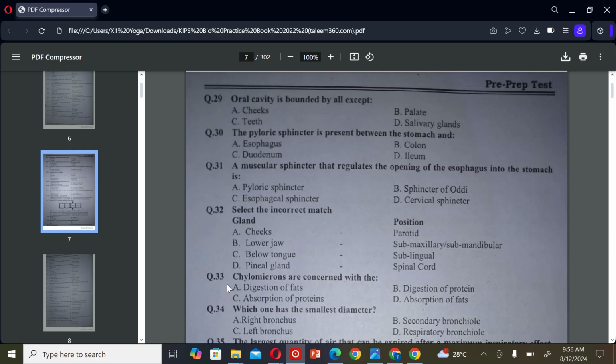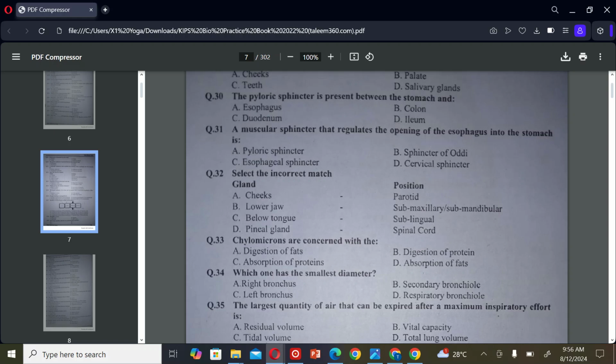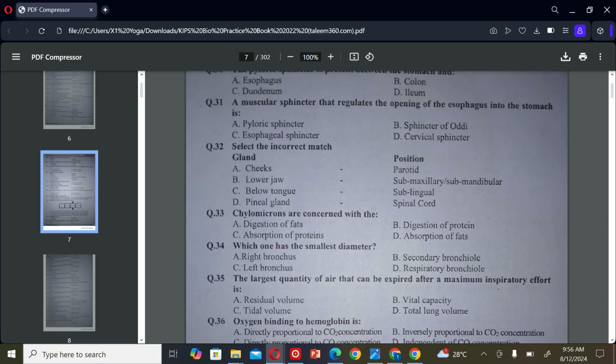The next MCQ is: chylomicrons are concerned with the A. Digestion of fats, B. Digestion of proteins, C. Absorption of proteins, and D. Absorption of fats. So the correct option is D.